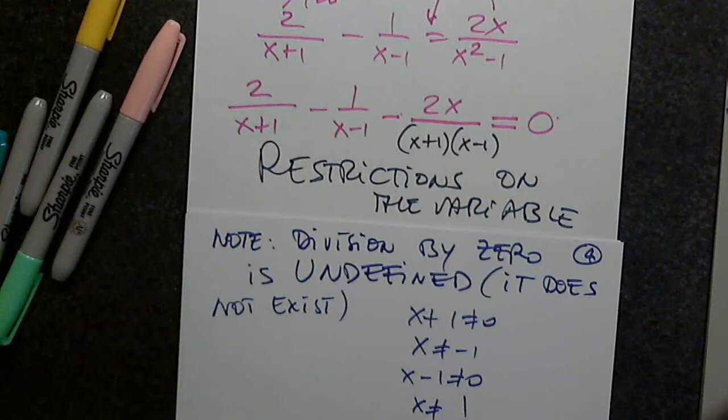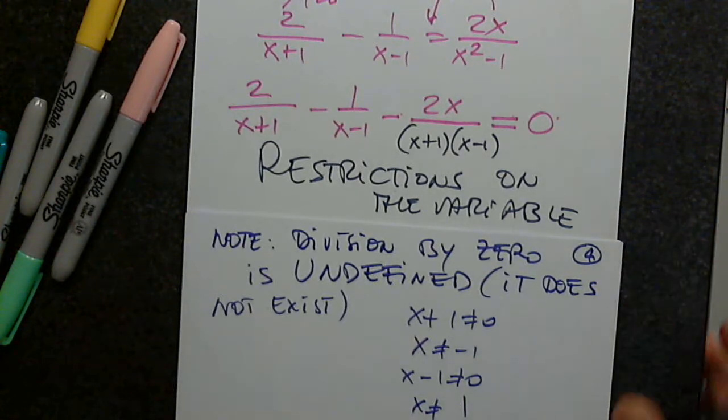So if I solve the equation and the solutions are plus or minus 1, what will I say about this equation? It has no solutions, because I cannot accept a solution that is already a restriction. If I get the answer to be 1 or negative 1, I will say no solutions because these are the restrictions.